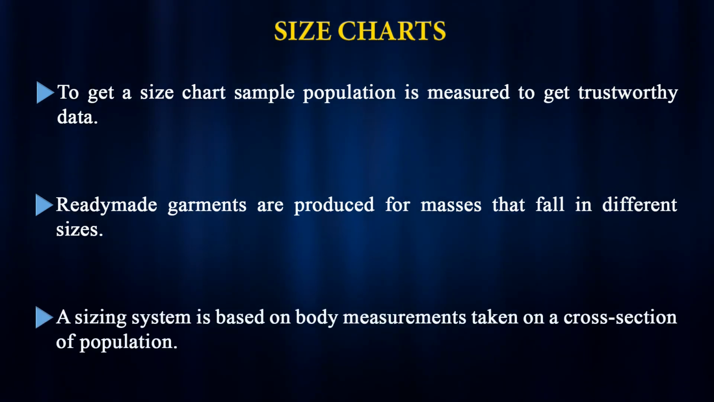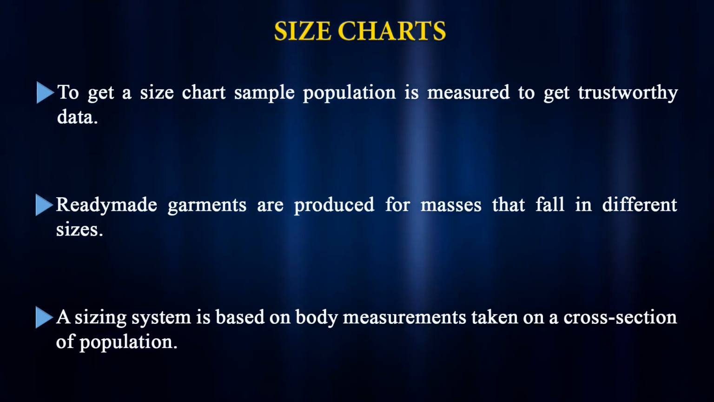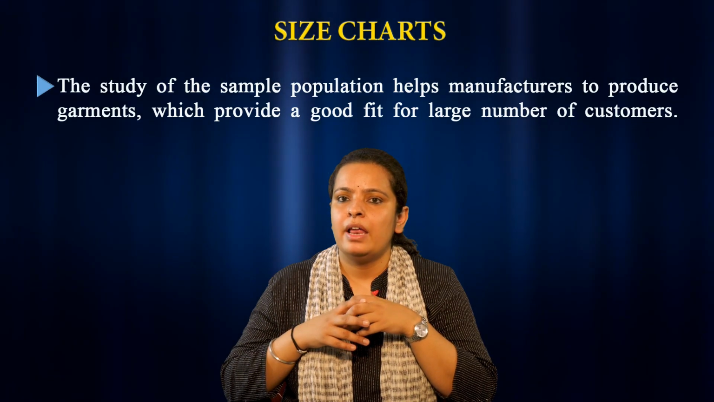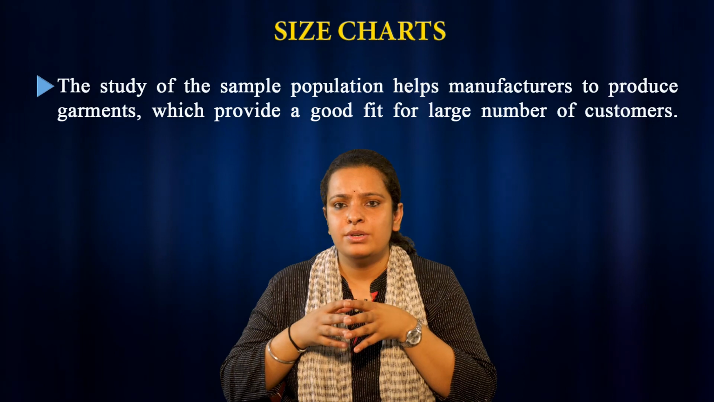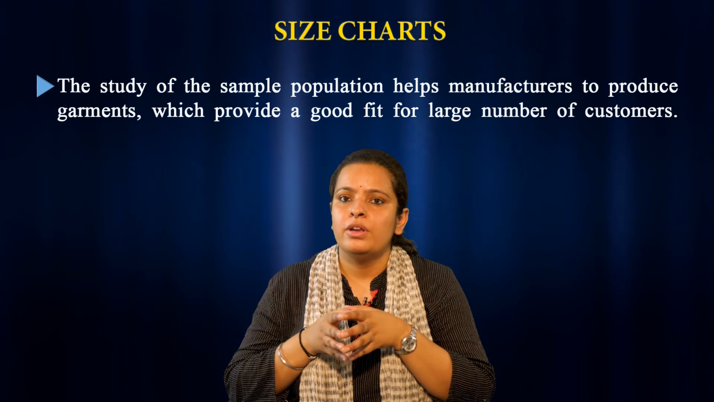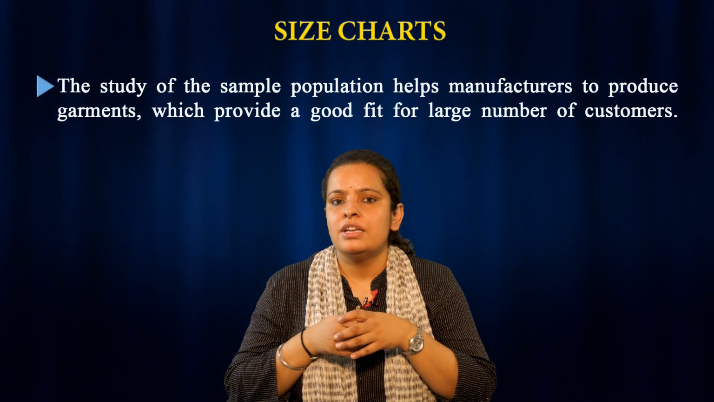A sizing system is based on body measurements taken on a cross section of the population. As we discussed, we take samples from the population, finalize the data, and then fix the particular size as a standard size. The study of the sample population helps the manufacturer to produce garments. When an industry person produces garments in bulk, the sample population helps them produce a garment which provides a good fit for a large number of customers.